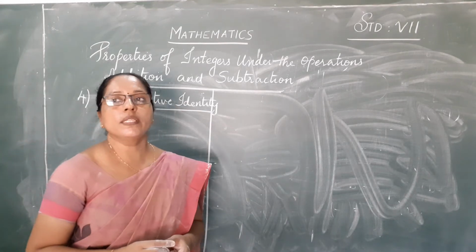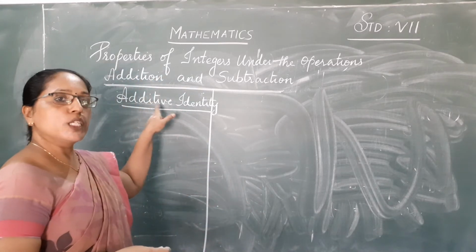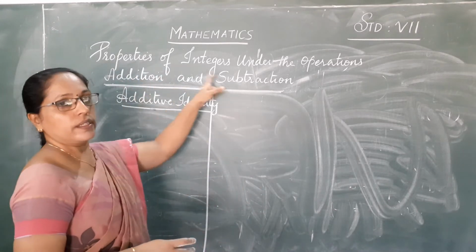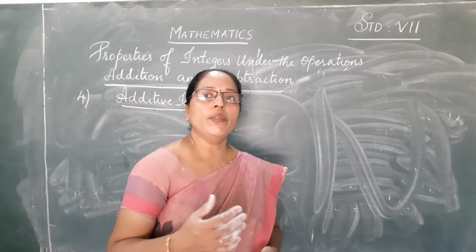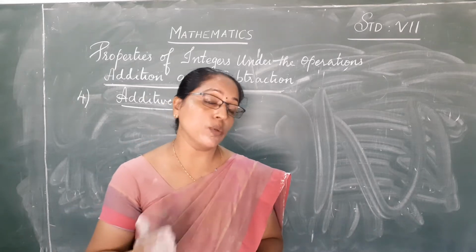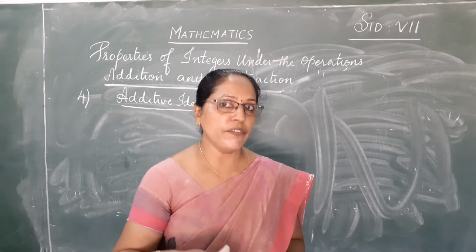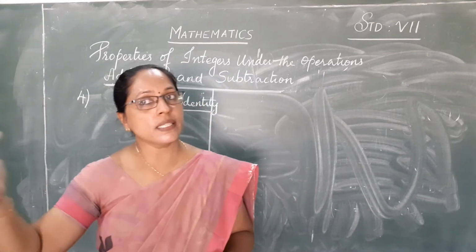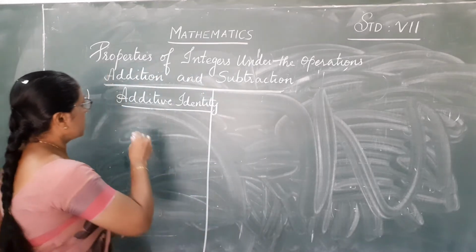Okay. What is additive identity? The name itself says that this property is for addition, not for subtraction. Tell me, children, when you add an integer, with which integer gives you the same answer? When you add a number, with which number gives the same number? Yes, 0. So let's see that.